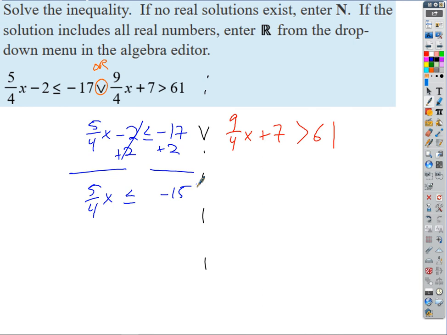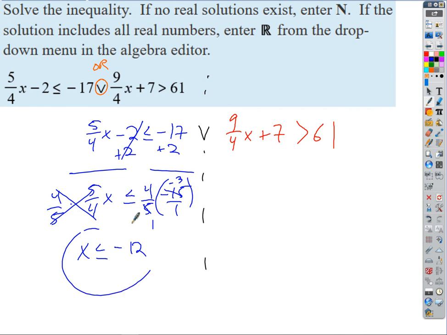Okay, good. We've got to get rid of multiplying by 5/4, so we multiply by the reciprocal. Good. So I get x is less than or equal to, what about over here? Good, so I can reduce, right? Negative 15 over 5 reduces to negative 3 over 1. So I just get negative 12. Everybody agree? So that's part of it. That's part of my answer.